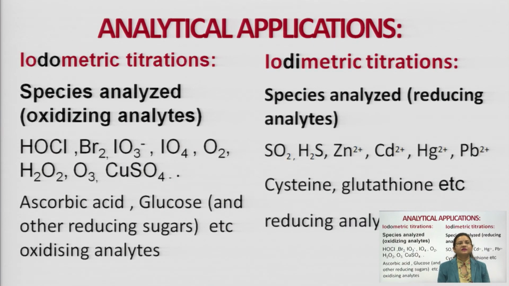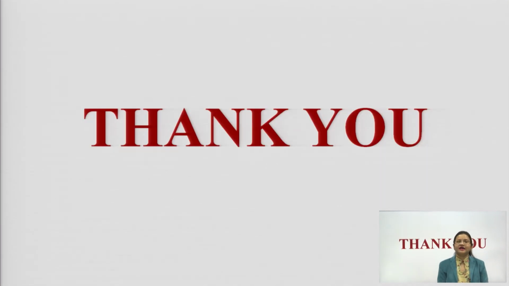These are the analytical applications. Iodometry involves various kinds of oxidizing analytes, and iodimetry involves various kinds of reducing analytes. So students, that's all for iodometric titrations and the various important differences between iodometry and iodimetry. Altogether we studied an important class of redox titrations which involve iodine and iodide, or we can say iodine and its various salts as reducing agent and oxidizing agent.